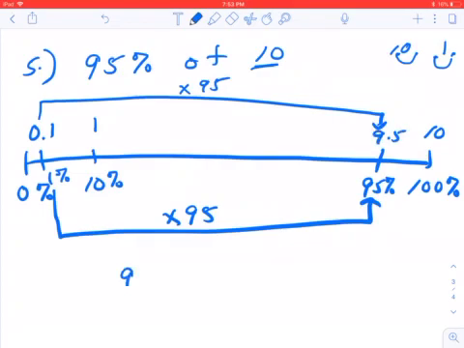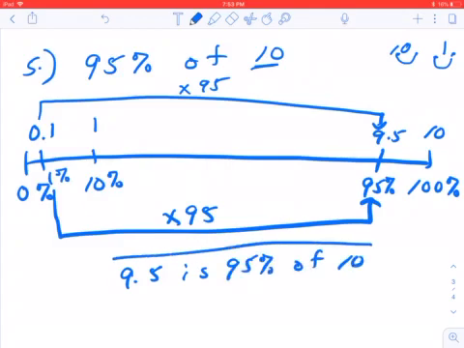That makes sense, doesn't it? So 9.5 is 95%, or almost all, of 10. Yeah, 9.5 is really close to 10. It is almost all of it. It is almost there. Okay, that's it.